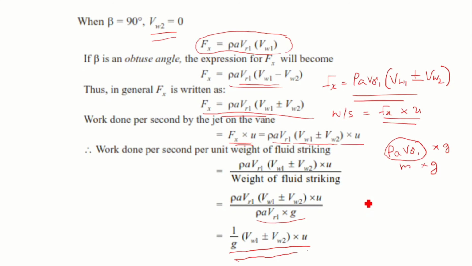So this is the case of a jet striking a moving curved vane at one end and leaving at the other end.